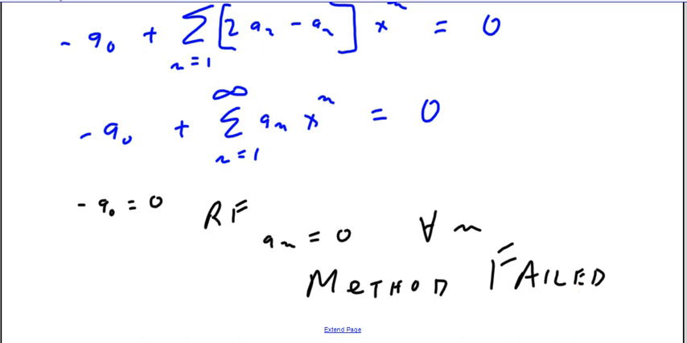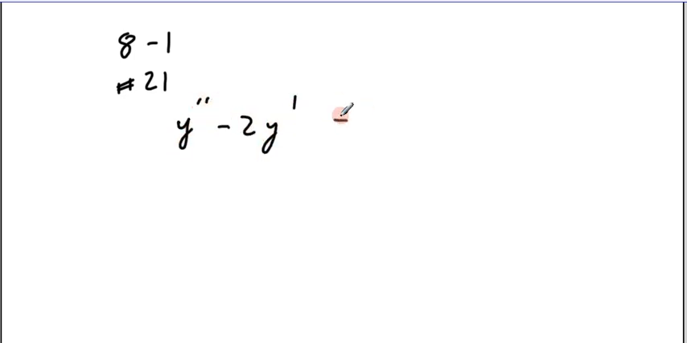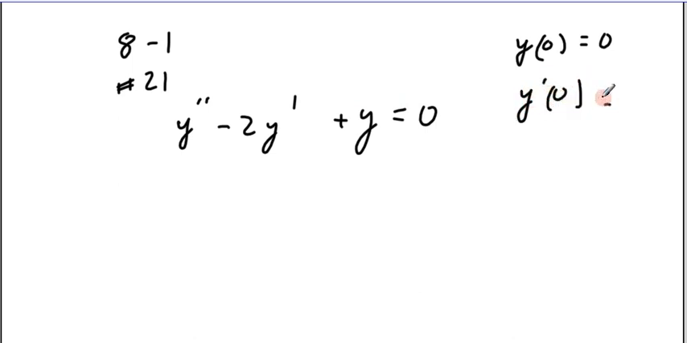Now we're going to work another problem from section 8-1, and I think it's number 21. You'll have to look in the book and find out. y double prime minus 2y prime plus y is equal to 0. Now normally the odd number problems you guys work, I work even ones, so obviously somebody has asked me to do this in class. So y at 0 is 0, y prime at 0 is 1, which implies a0 is 0 and a1 is 1. So we'll remember those initial conditions.